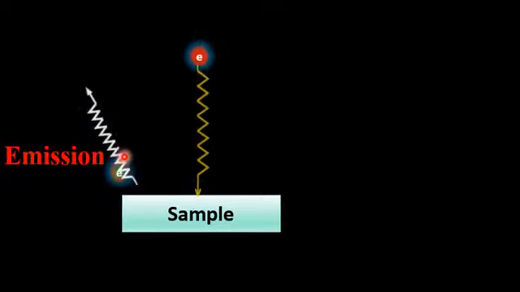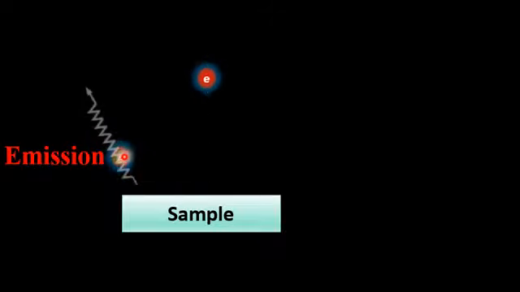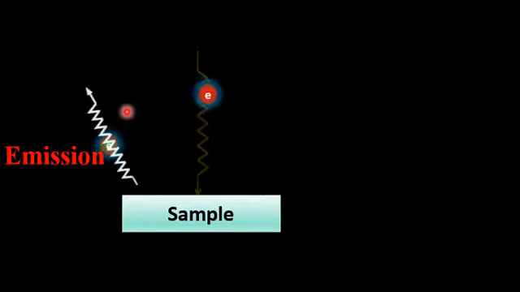So this emission process, the beam of electrons or these emitted electromagnetic radiations or stream of electrons are used to study the property of the material.